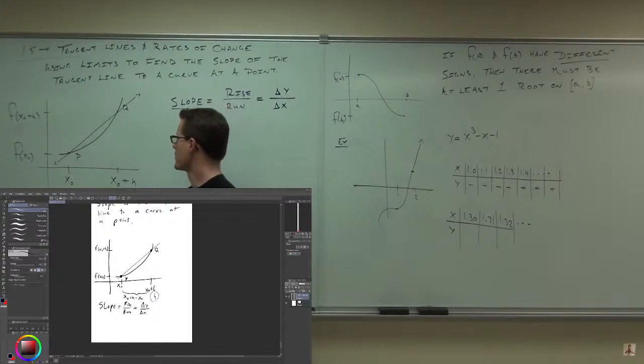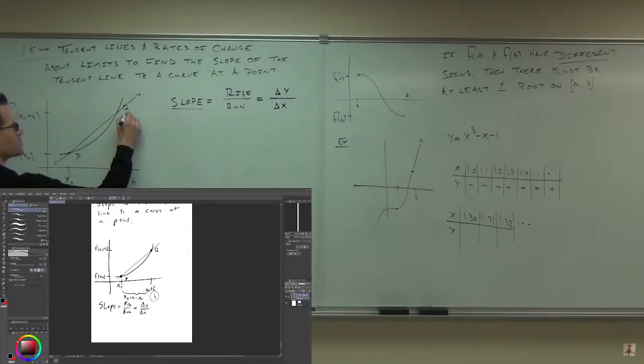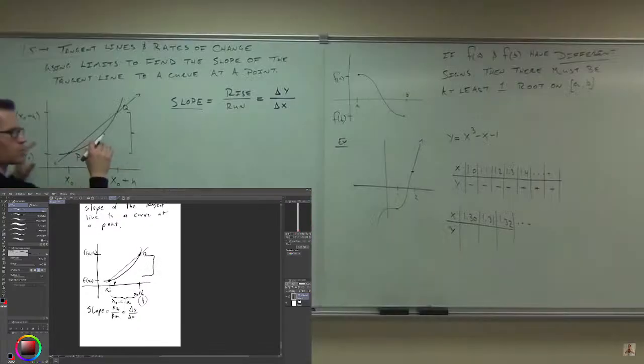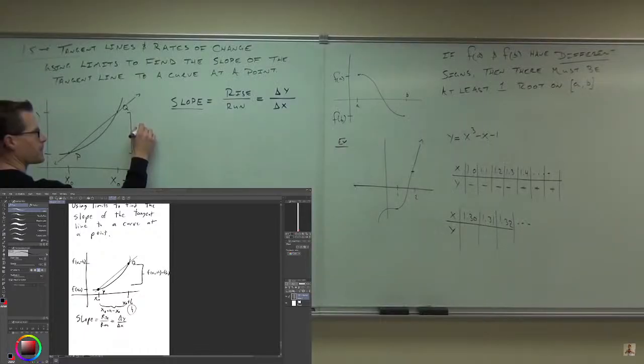Subtractive, so subtractive. I'm going to do this over here so you can see it a little bit better. This is f of x sub 0 plus h, right? This is f of x sub 0. So write that out. Don't do the math in your head, because some of you are making a mistake on that right now. I want you to write out exactly what it is. What is it? F of x sub 0 plus h.